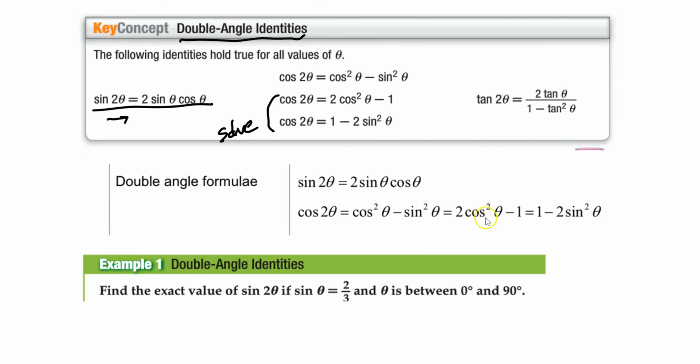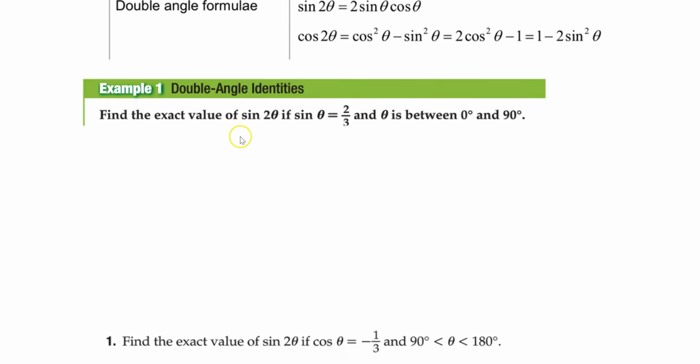Here's how I'm going to give it to you on the quiz and test. I'll give it to you like that. Sine 2 theta equals 2 sine cosine. Cosine 2 theta equals either one of these three. They're all equal. So let's move on to our first example.